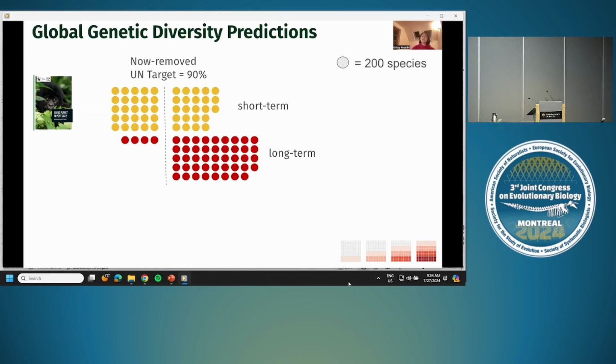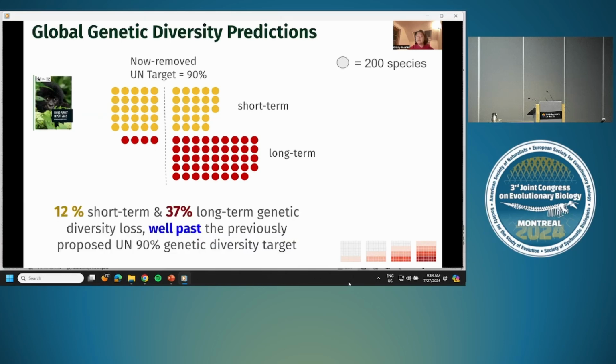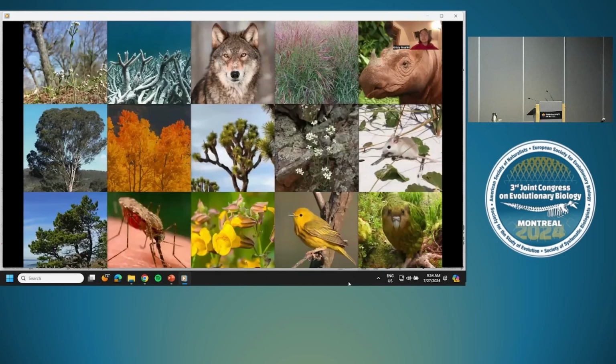If we were to quantify the amount of genetic diversity lost across all species tracked, this means we have a 12% short-term and 37% long-term genetic diversity loss. And this is well past the previously proposed, but now removed, UN 90% genetic diversity target. But information is power, and knowing how much we've already lost can help us make plans for the future to conserve the amazing biodiversity that exists around us, and perhaps help us figure out what a new revised target for maintaining genetic diversity could be.